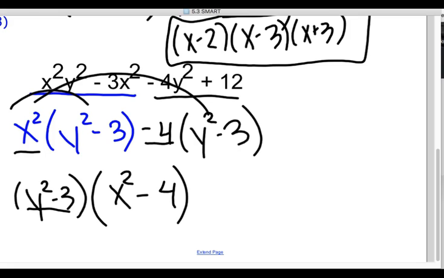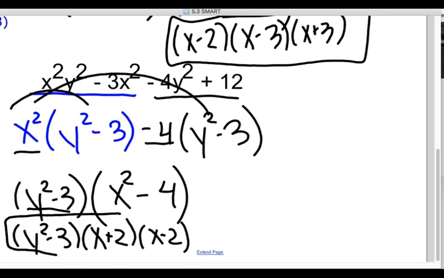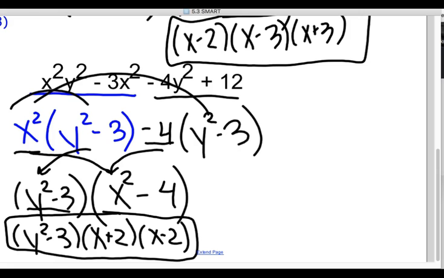Can you break down y squared minus 3 anymore? No, 3 is not a perfect square. Can you break down x squared minus 4 anymore? Yep, to what? X plus 2, x minus 2. So factor by grouping is just a pattern. There's one of your parentheses. There's your other one. Yes.